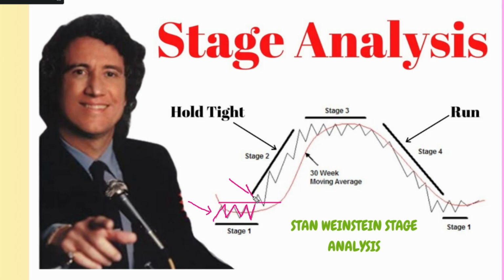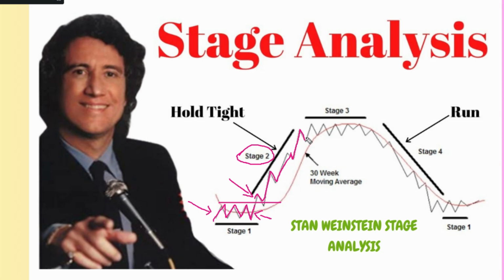breaks out. Once the stock breaks out, it starts to move up. This is called the mark up phase, or also the advance phase. So the stock is advancing. This is called stage 2. Our focus will be only on stage 2 because if your stocks are in any of the other phases, you may be entering too early. So this is the phase where you will be concentrating.